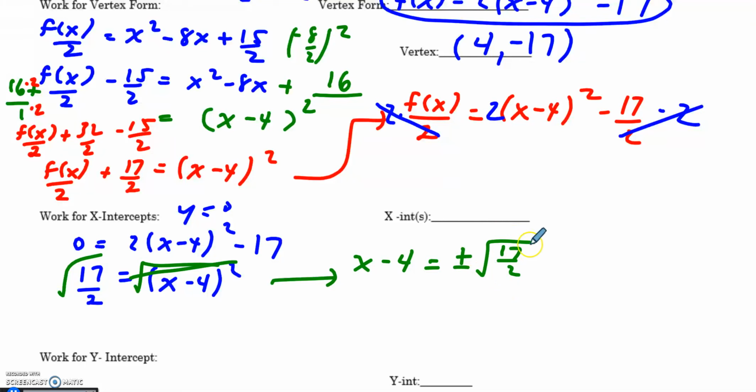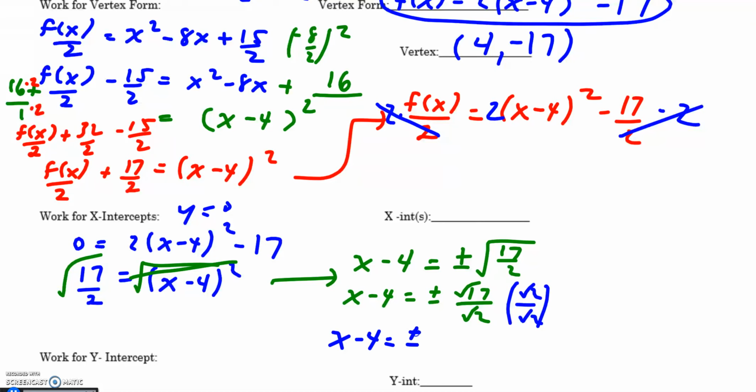Now, what we're going to have to do is rationalize this if we want to keep our answer exact. Think of this as root 17 over root 2. And as you know from semester 1, we can't have radicals in the denominator. So if we rationalize that, we'd have x minus 4 equals plus or minus root 17 times root 2, which is root 34. Root 2 times root 2 is 2. So again, sorry about my work, I'm trying to be as neat as I can here. My final answer exact would be x equals, add the 4 over, 4 plus or minus root 34 over 2.